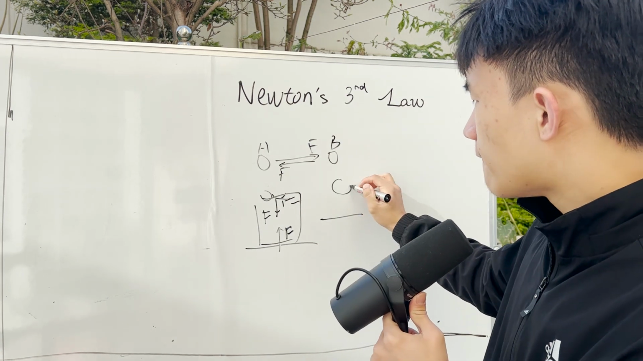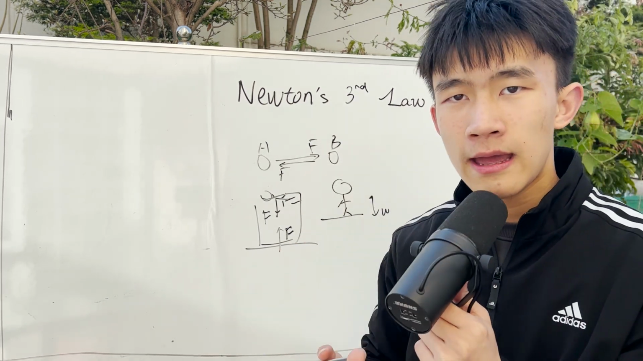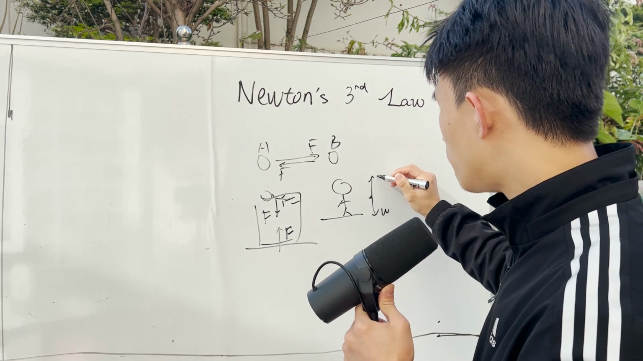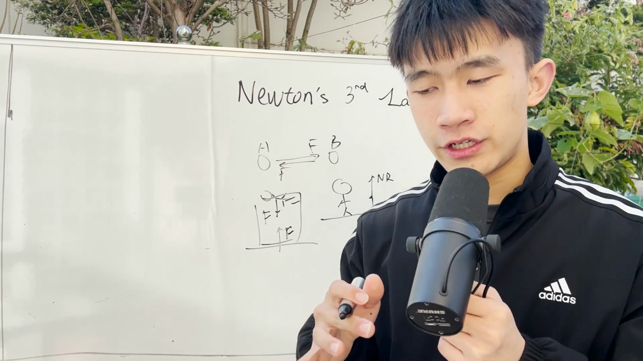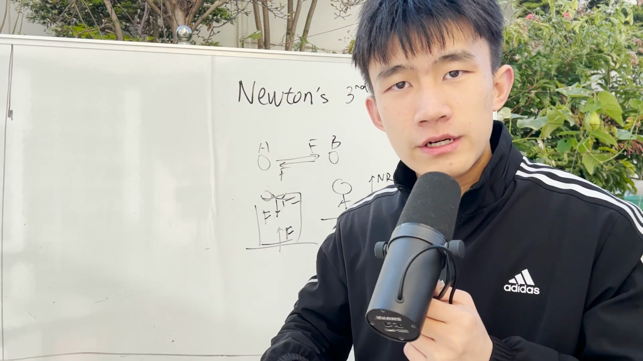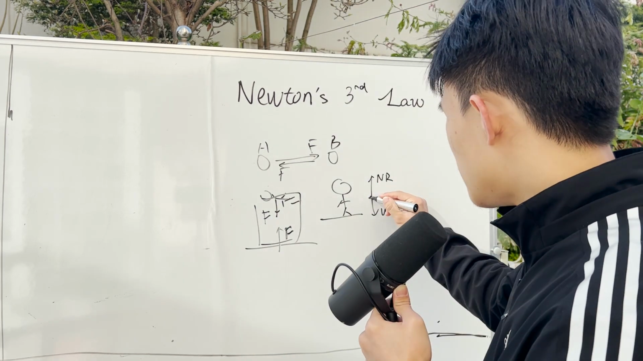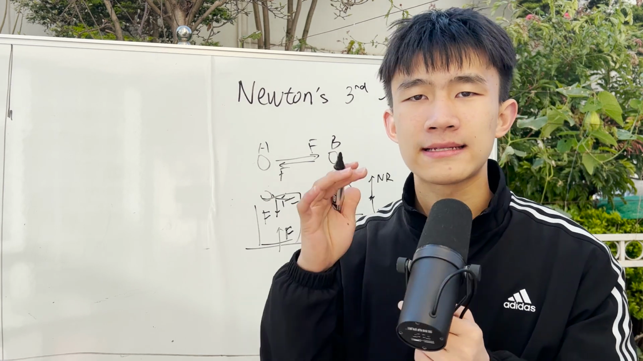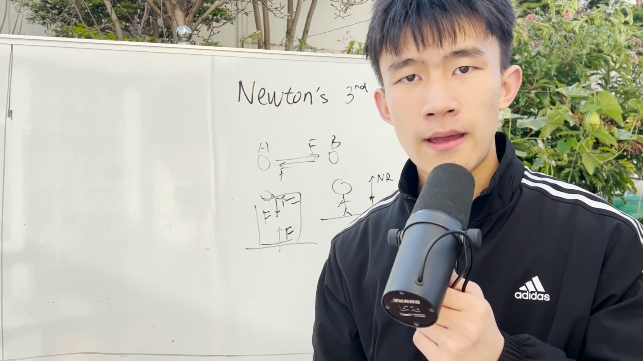For example, if I am standing on the ground, I experience downward gravity and I experience the normal reaction force. The normal reaction force just means the force which keeps me from falling down, the force that the ground is pulling up on me. So these two forces are considered equilibrium forces because they keep me stationary.